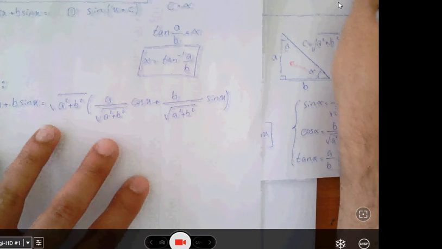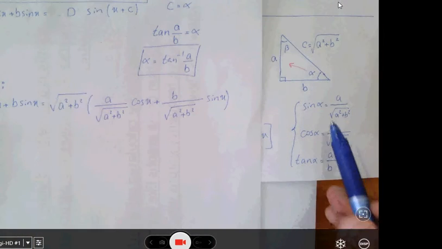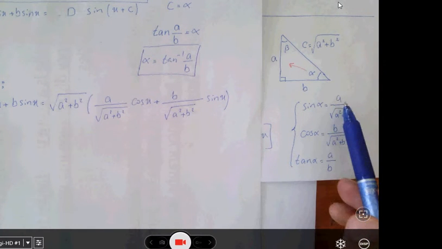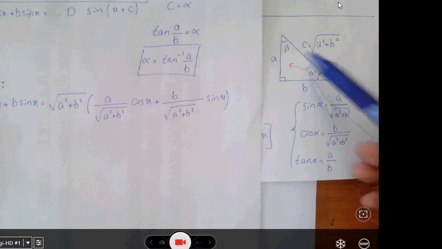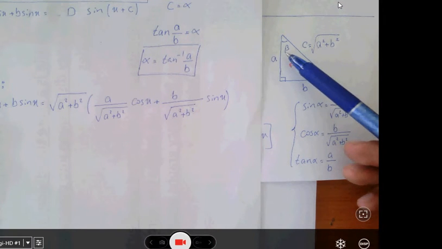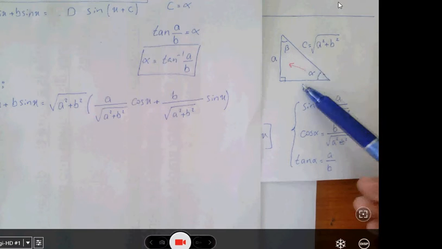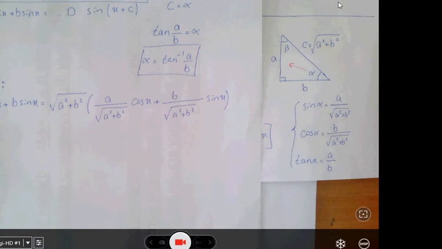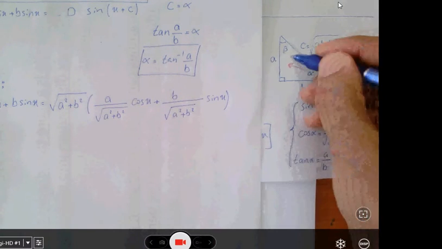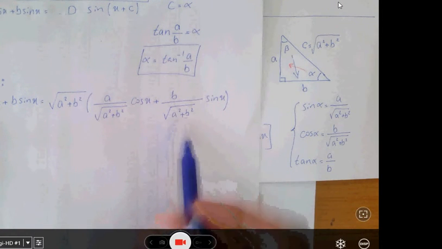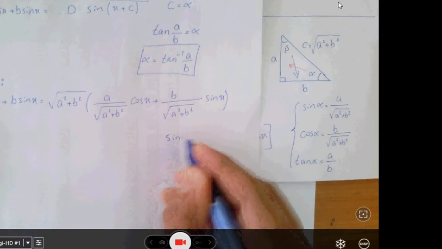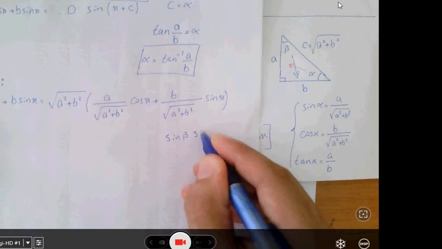Guess what? The same way I wrote the trig relationship for my alpha here, I can do the exact same thing for beta, right? What is the sine of beta? By definition, sine of beta is b over my hypotenuse, because that's the opposite now. Very good. Well, b over hypotenuse can be written as what? Sine of beta. Therefore, sine of x. Cool.